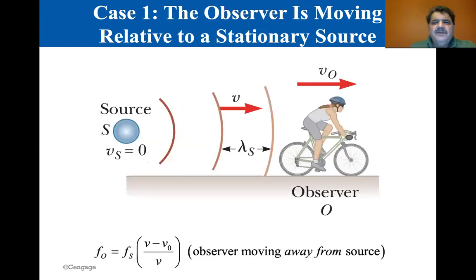Now, the observer moving away relative to a stationary source, we can go through that again, and you get the frequency of the observer is fs times (v minus v0) divided by v. So it'll be a lower frequency.